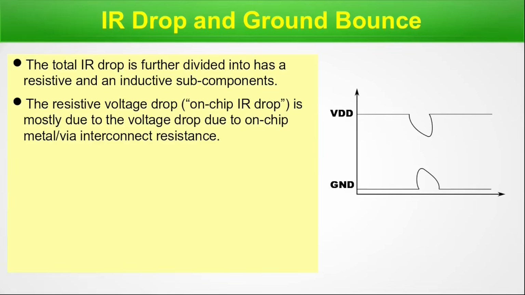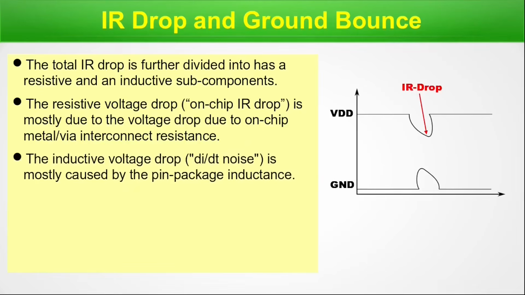Now, the resistive voltage drop, also known as on-chip IR drop, is mostly due to the voltage drop because of the on-chip metal or via interconnect resistance. Here in this diagram, this small drop is called the IR drop. The inductive drop, also known as the DIDT noise, is mostly caused by the in-package inductor.